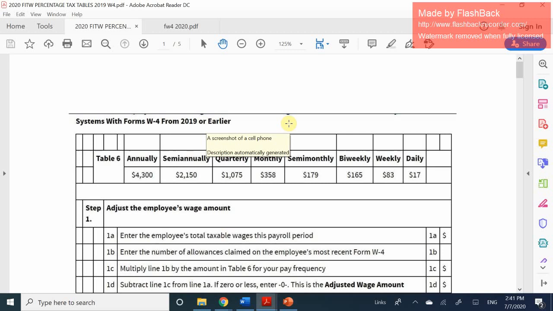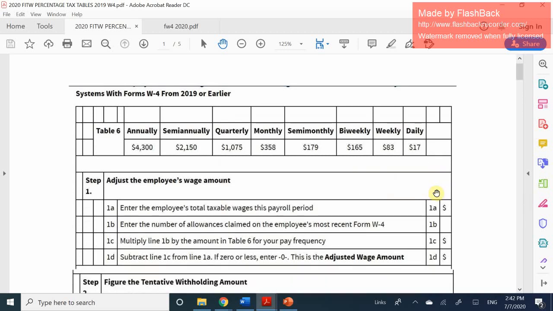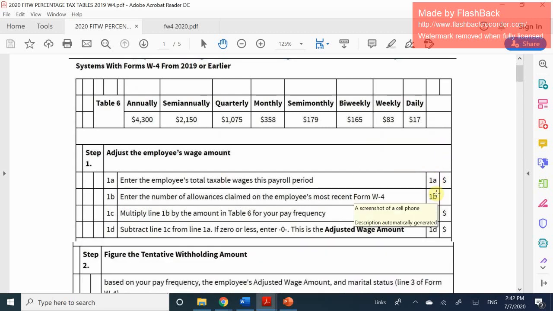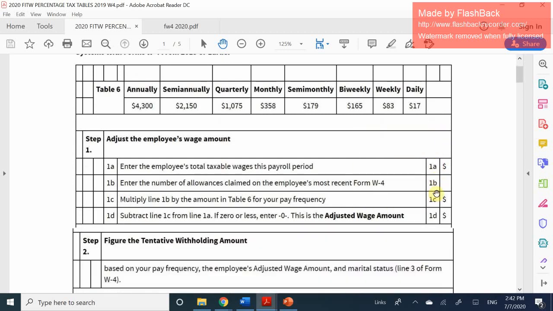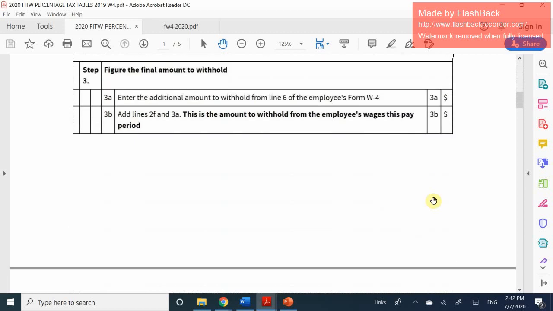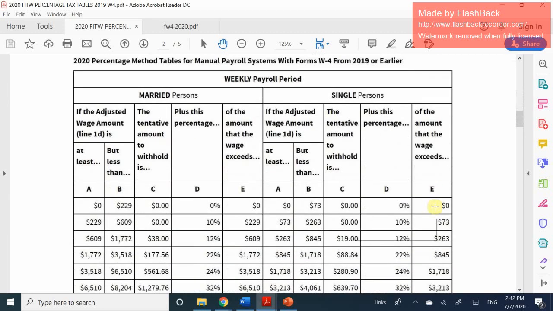So again, you're going to be looking at the top part, which is table number 6, which is going to give you your total number of withholdings, okay? For one withholding, depending on what pay period you are, is going to be determined how much you need to calculate out of it. So again, this will make all sense when we actually start looking into how to calculate the payroll, okay?